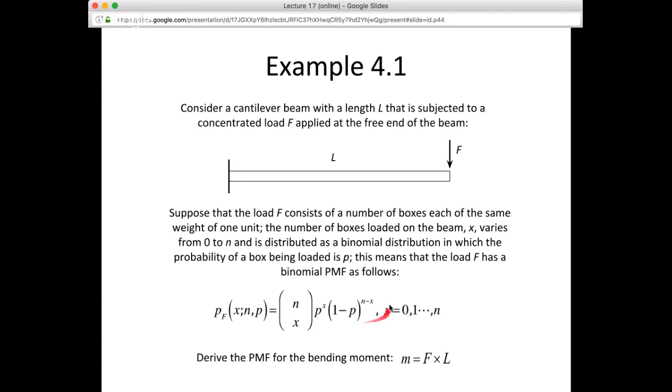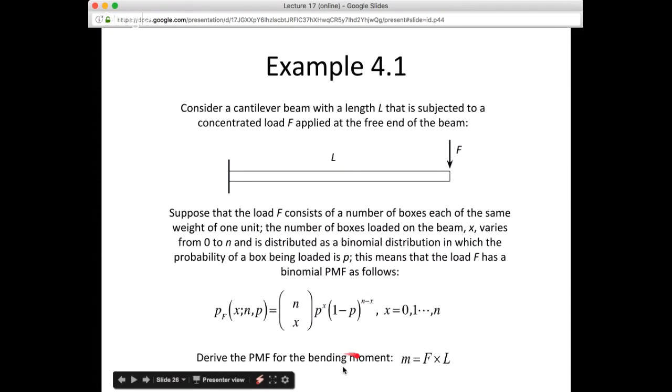So that's the PMF that we're given for the load or the force that's applied to the end of the beam. Basically, it's given in terms of the number of boxes that are loaded on the end of the beam, given n, the total number of boxes that could ever be loaded, and the probability that you're going to get a box loaded.